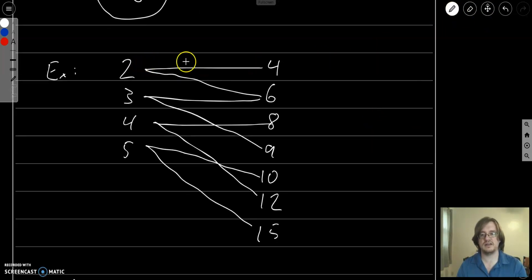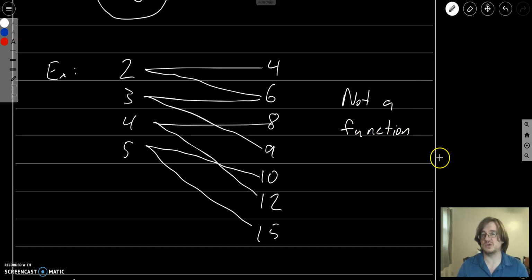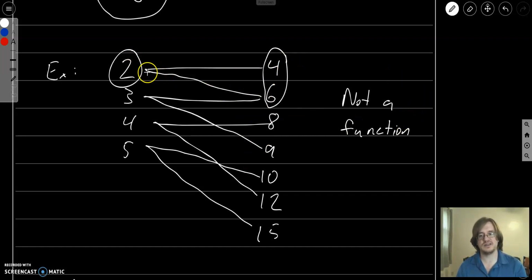Down here, this is not a function. Because we can find something in the domain that's related to more than one thing. Right here. 2 is related to both 4 and 6. In a function, if this were a function, 2 could only be related to one thing. And since it's related to 2 things at once, not a function.